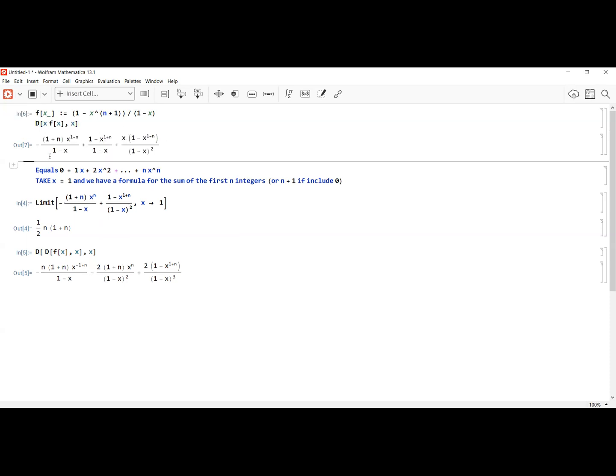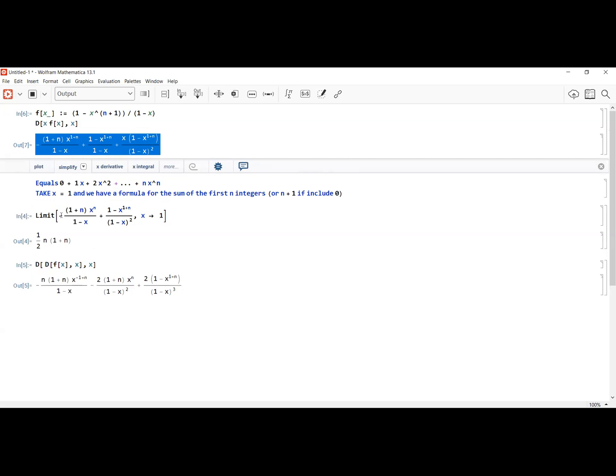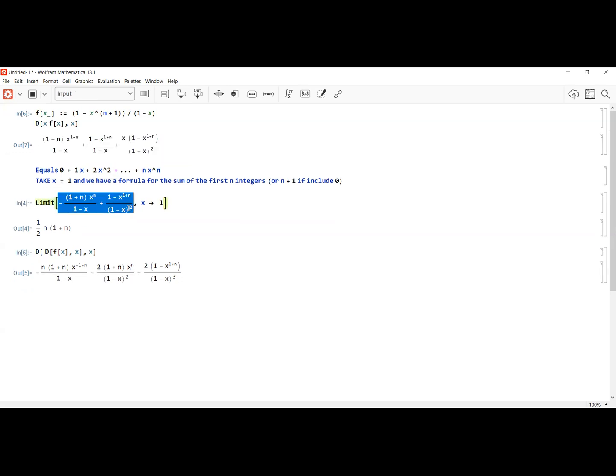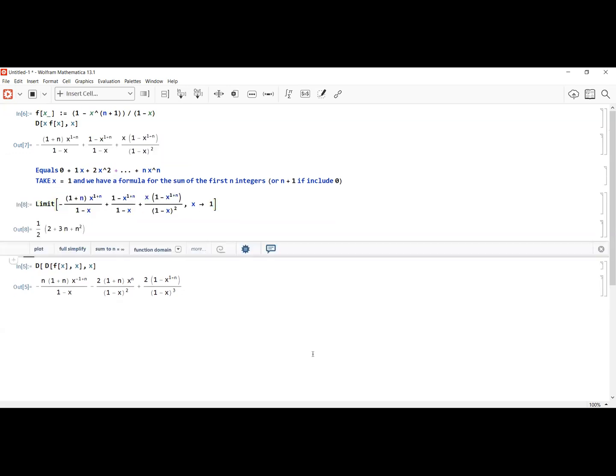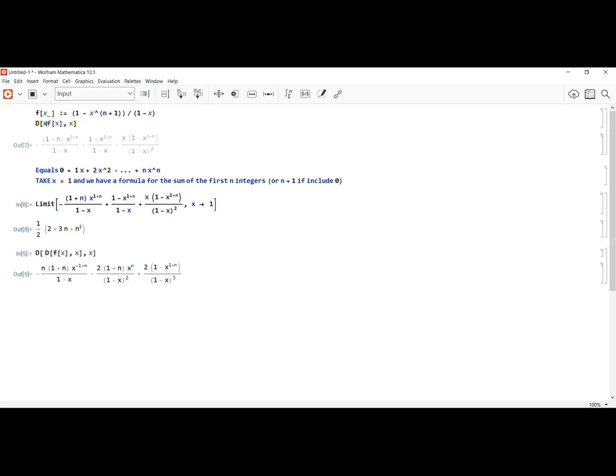So I get a more involved expression here. And that's what I should be taking the limit of as x goes to 1. Do we do this properly? X goes outside the derivative. Oh, wait, yeah, x goes outside the derivative. Thank you. I put it inside the derivative. Thank you. There you go.